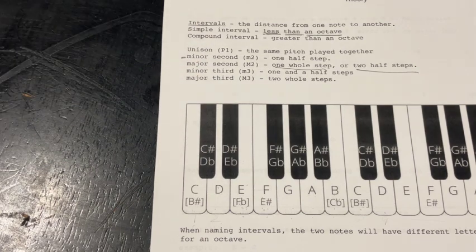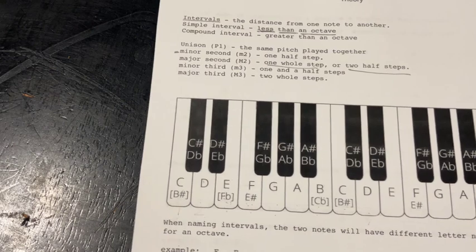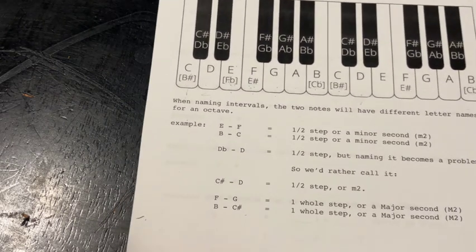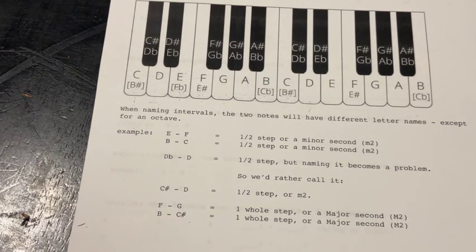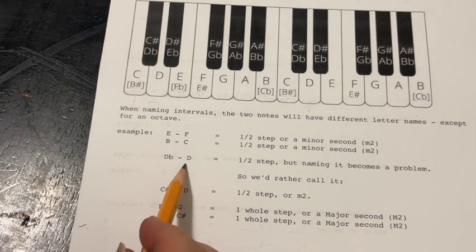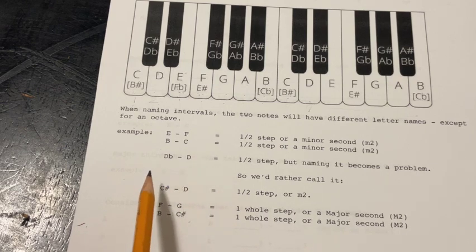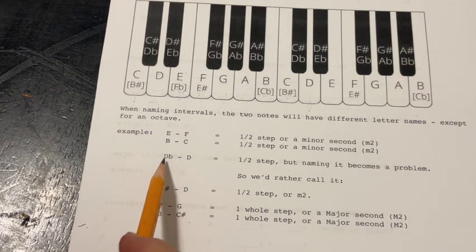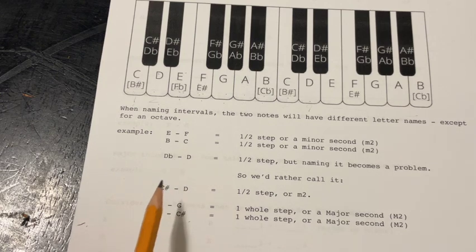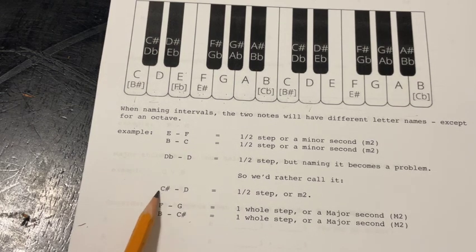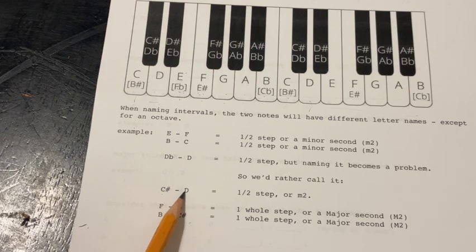Okay? But under the examples down there, you see the distance, that third one that says D flat to D, it's a half step, but naming it based on D flat and D, that can become problematic because you're using the same letter name, D. So we would always call that C sharp to D, because then it's a minor second.